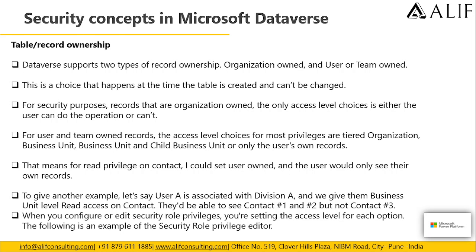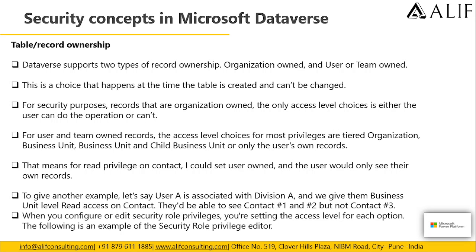Next is table or record ownership. Dataverse supports two types of record ownerships. One is organization owned and another one is user or team owned. This is a choice that happens at the time the table is created and can't be changed once the table is created. For security purposes, for records that are organization owned, the only access level choice is either the user can do the operation or can't. So it is none or organization level access that can be given to the organization owned records.